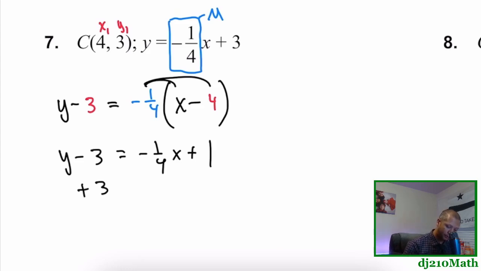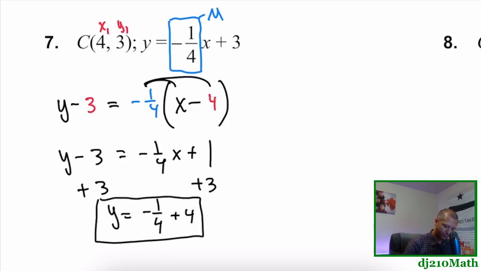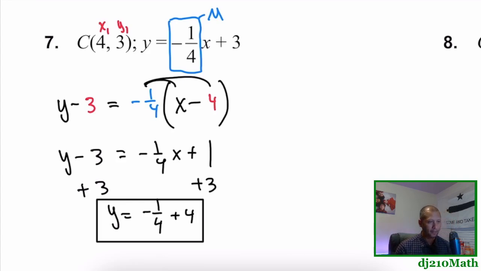Add 3 to both sides. We get y is equal to negative 1/4 x plus 4. And this line is parallel to the given line and goes through 4, 3.